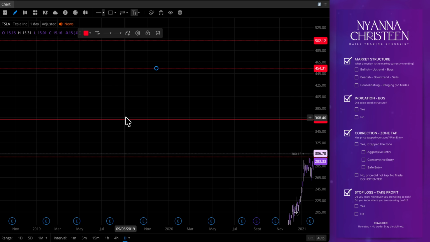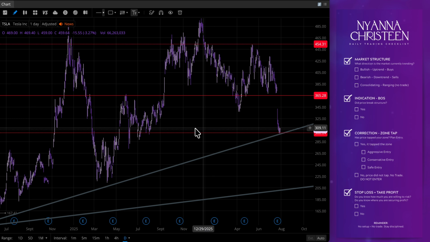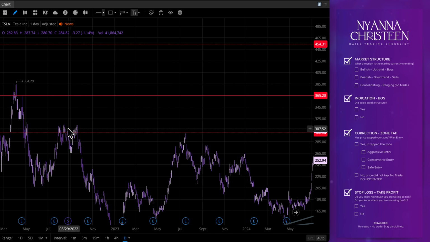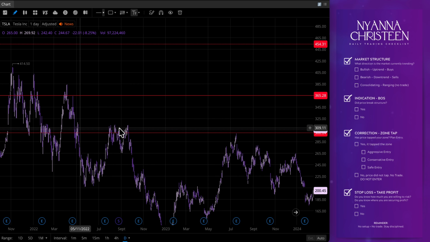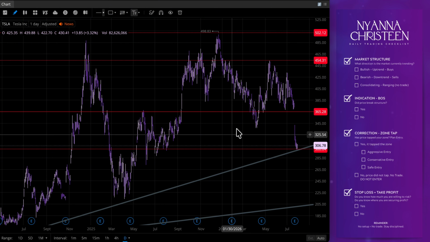Hasn't been there since. Let's check this one. It's here now. Hit, hit, hit, hit. Hit again, hit again, hit again. So that's what I want to see with these red lines. Where does price usually get stuck? Where does price usually consolidate?